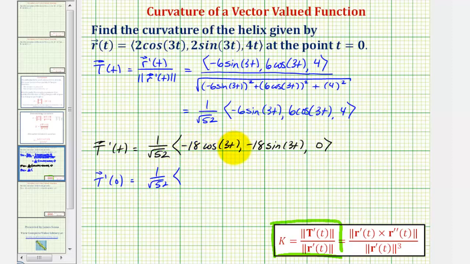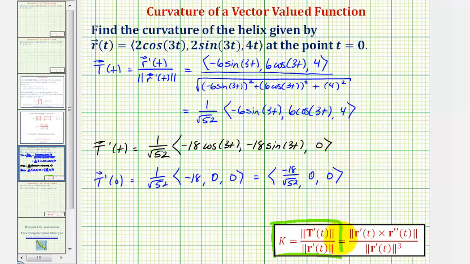when t is 0, the x component would be negative 18 times cosine 0, that's negative 18. The y component would be negative 18 times sine 0, which is 0. So we have a y component of 0 and also a z component of 0. If we perform this scalar multiplication, we would have an x component of negative 18 divided by the square root of 52, and of course the y and z components would still be 0.